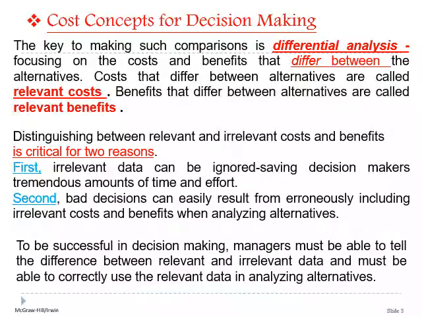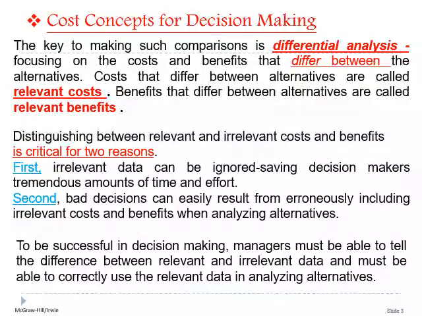The first one, irrelevant data can be ignored, saving decision makers tremendous amounts of time and effort. The second reason is bad decisions can easily result from irrationally including irrelevant costs and benefits when analyzing alternatives. يبقى these are the two reasons that make distinction between relevant and irrelevant cost and benefits very critical.